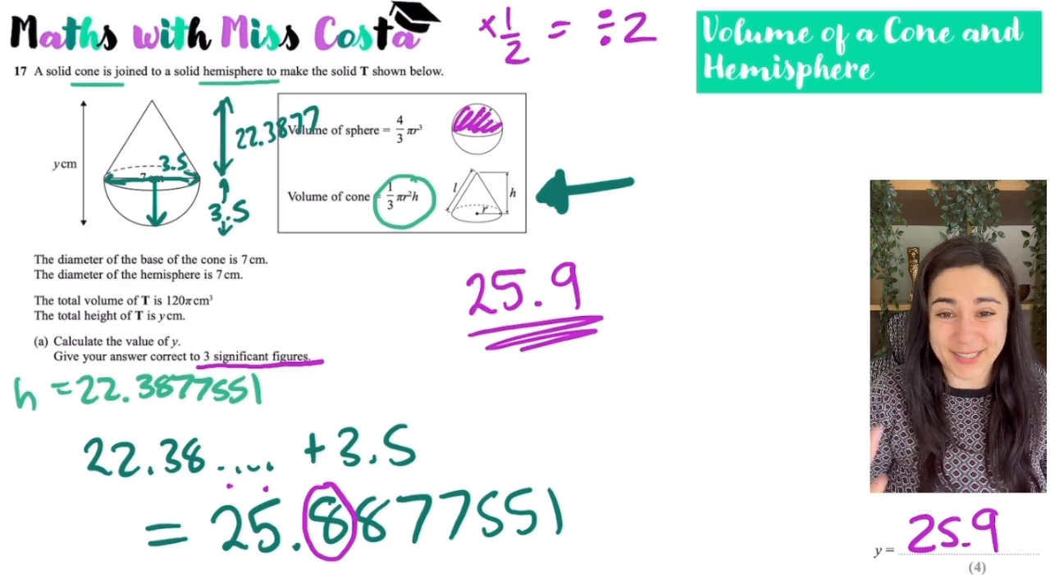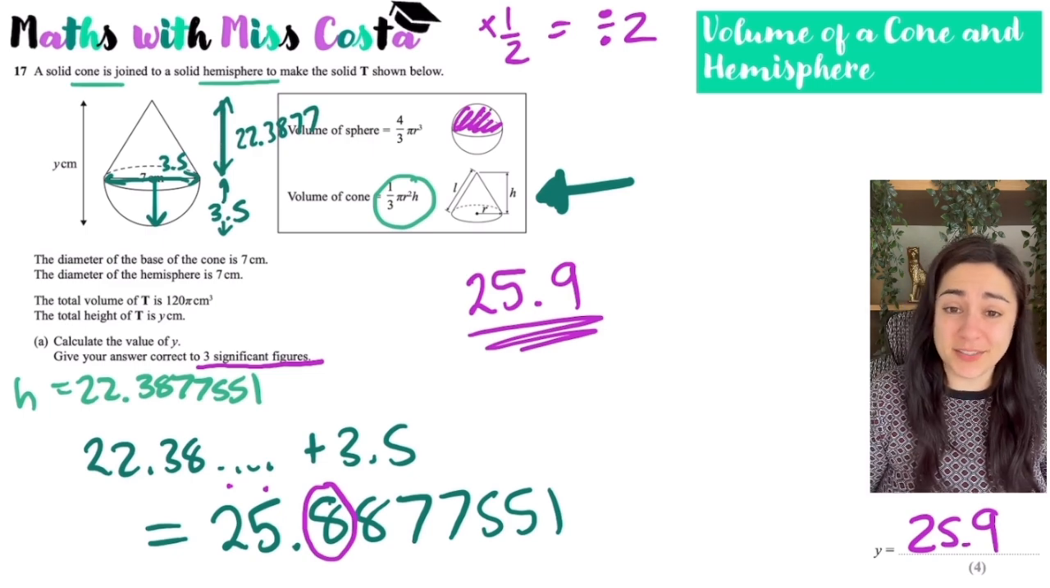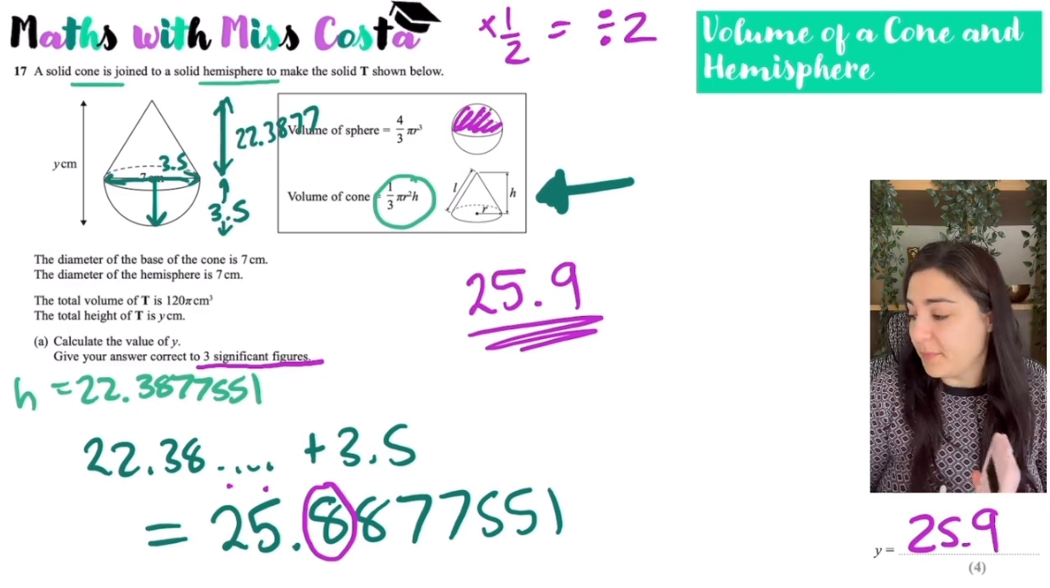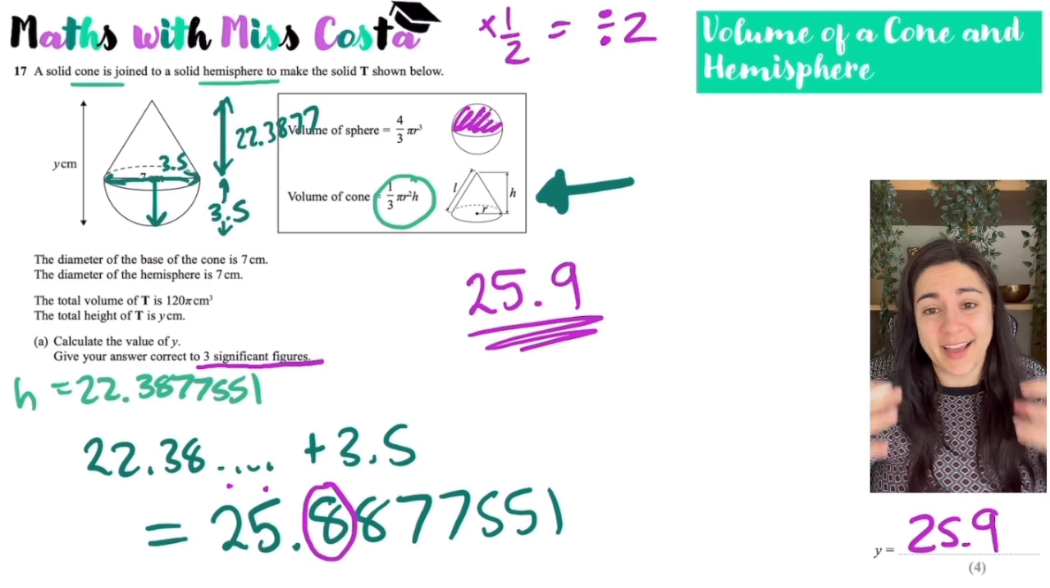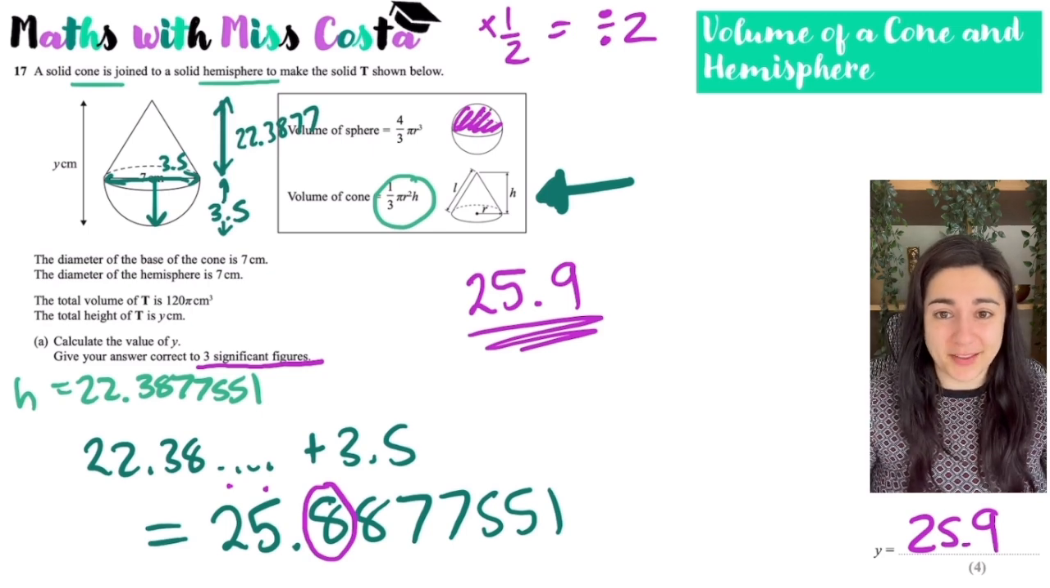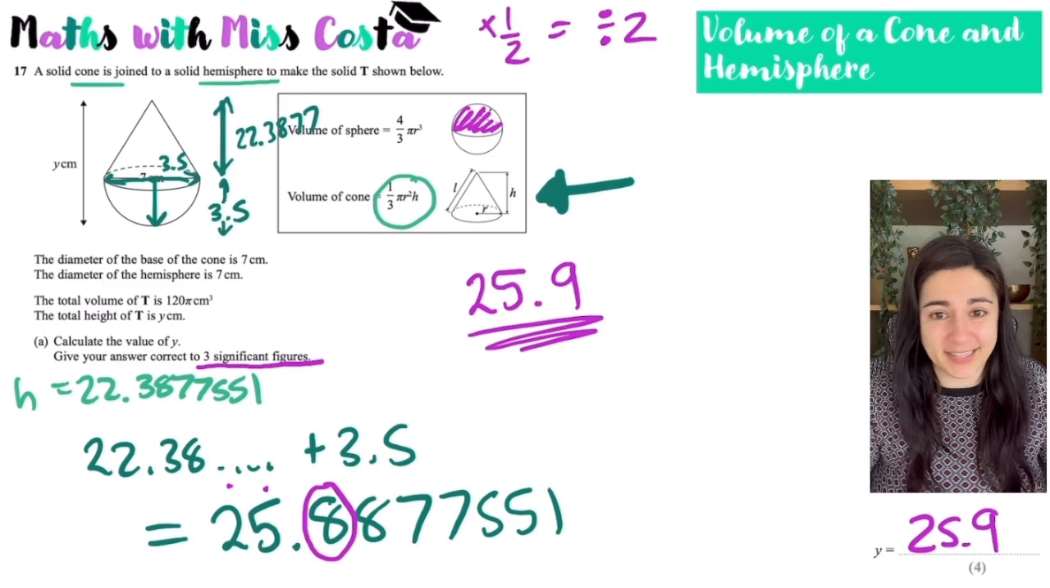Okay, so 25.9 is the value of y. So it looks like a complicated question and loads of people just skip it because they're like, oh, it's just a confusing shape. But all you have to do is use the formula that has been given to you, manipulate it a little bit, find the missing value and do something with it. Honestly, the more you practice these, the easier they will become.